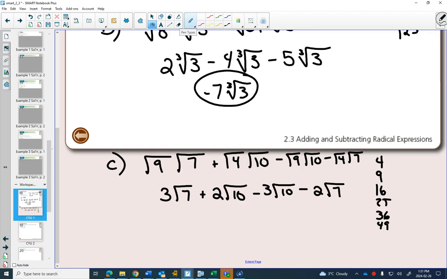Okay, so now that I have them like this, can you see that the root 7s are the same family and the root 10s are the same family? So just like adding like terms, 3 root 7s minus 2 root 7s would be 1 root 7. You could write a 1 out in front, but you don't need to. 1 root 7 we can just write as root 7. And 2 root 10s minus 3 root 10s will be minus 1 root 10. So we're left with root 7 minus root 10.